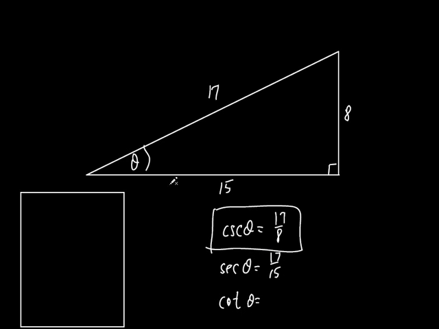What about the cotangent? The cotangent is the inverse of the tangent. The tangent is opposite over adjacent. It's 8 over 15. So we got to do the inverse of it, so it's going to be 15 over 8. See how easy that is?